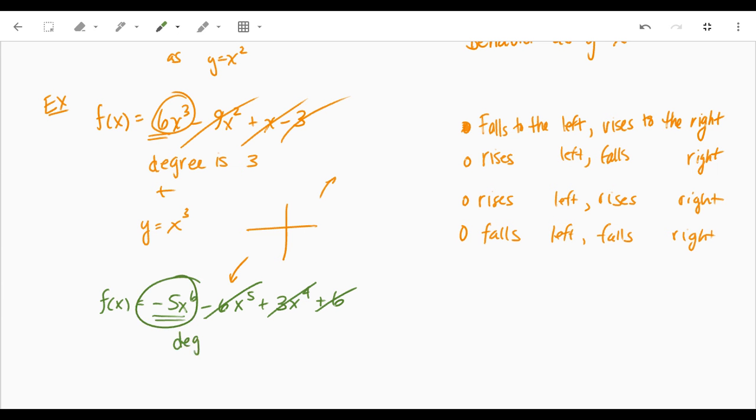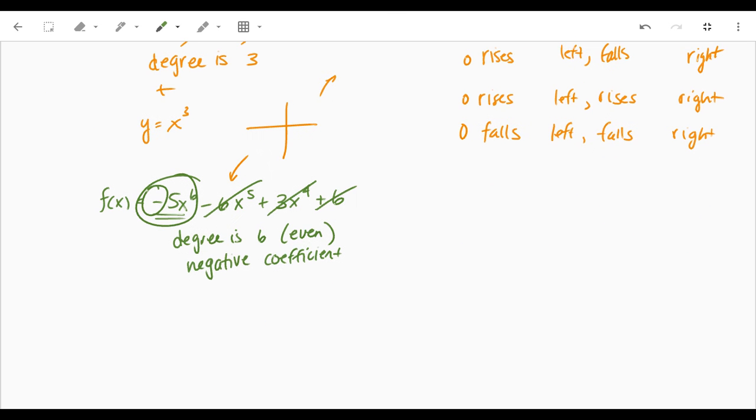The degree is 6, which is even, and we have a negative coefficient. So this is going to operate much like y equals x squared, but with a negative out front. So that'd be a parabola that opens down. We know y equals negative x squared looks like this. This particular function could be doing all kinds of things in the middle, but that's how it's ending. So it falls left and falls right.